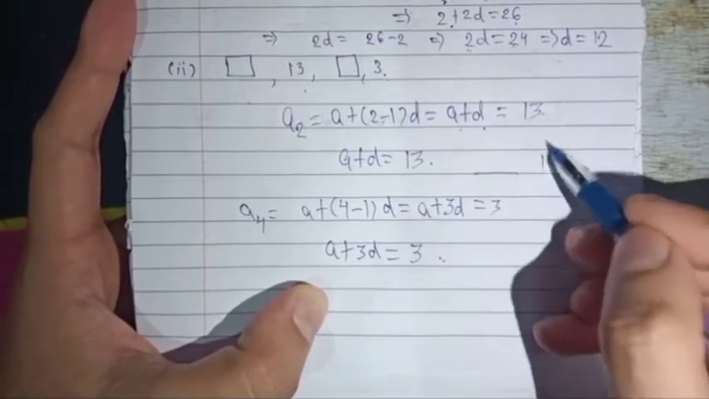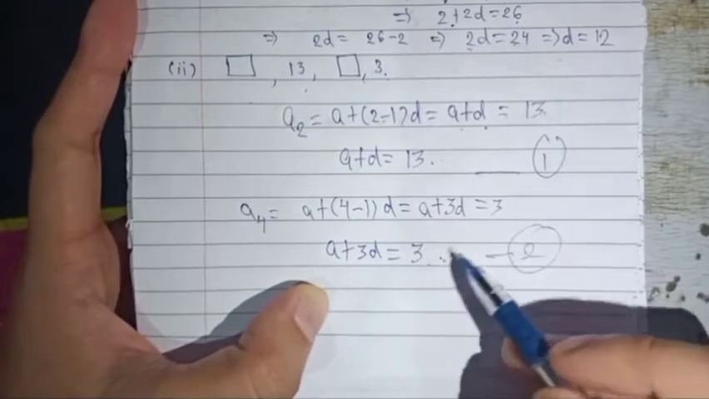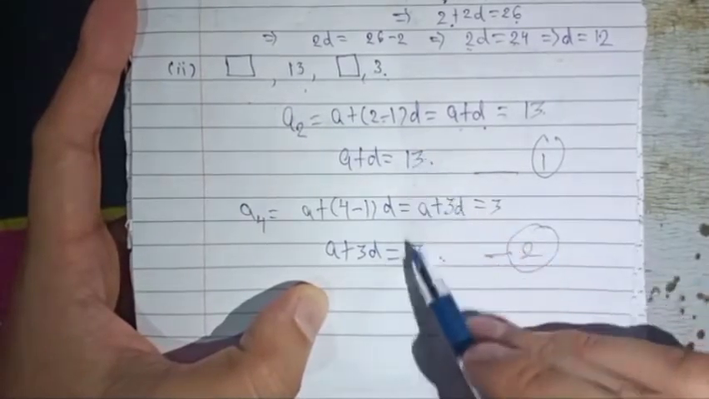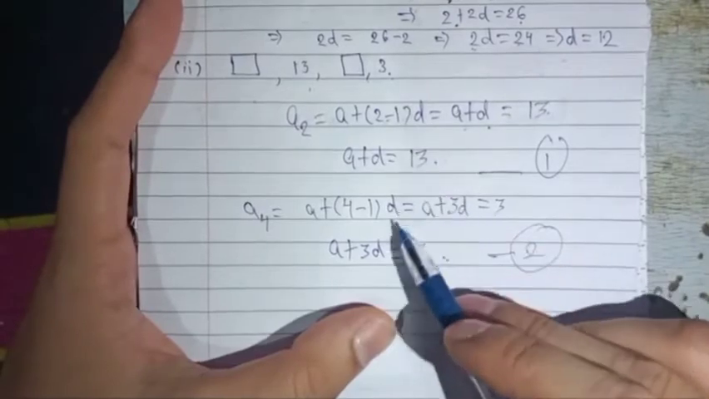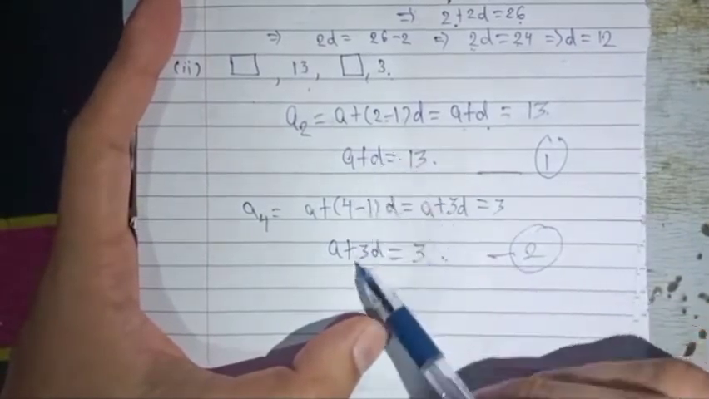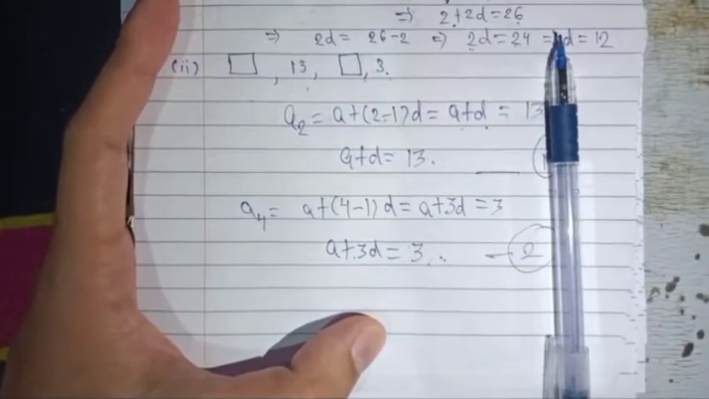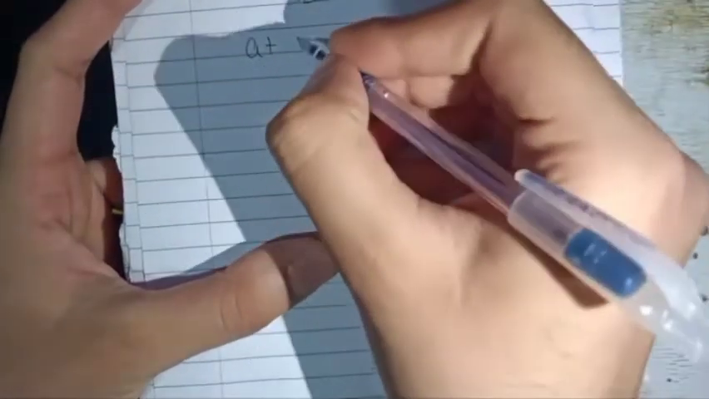So two equations are there. The first one is A plus D equal to 13. The second equation is A plus 3D equal to 3. Now we will solve both equations using the elimination method. There are two variables, and therefore we can solve these two equations using the elimination method that we have studied in the previous chapter. The first equation is A plus D equal to 13.